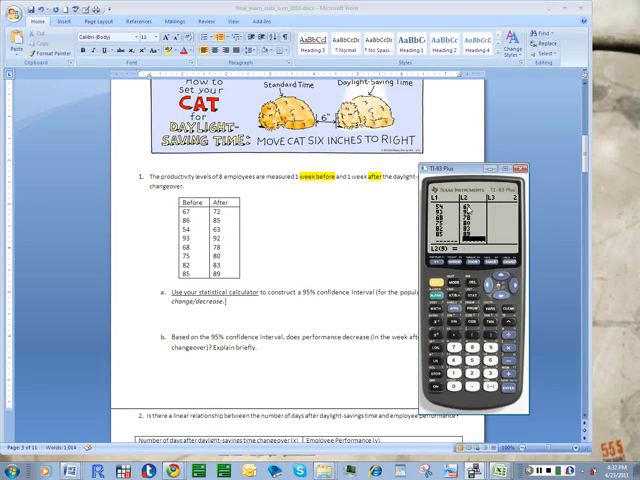As always, after you have all the numbers in your calculator, you should take a moment and make sure that you have everything correctly entered.